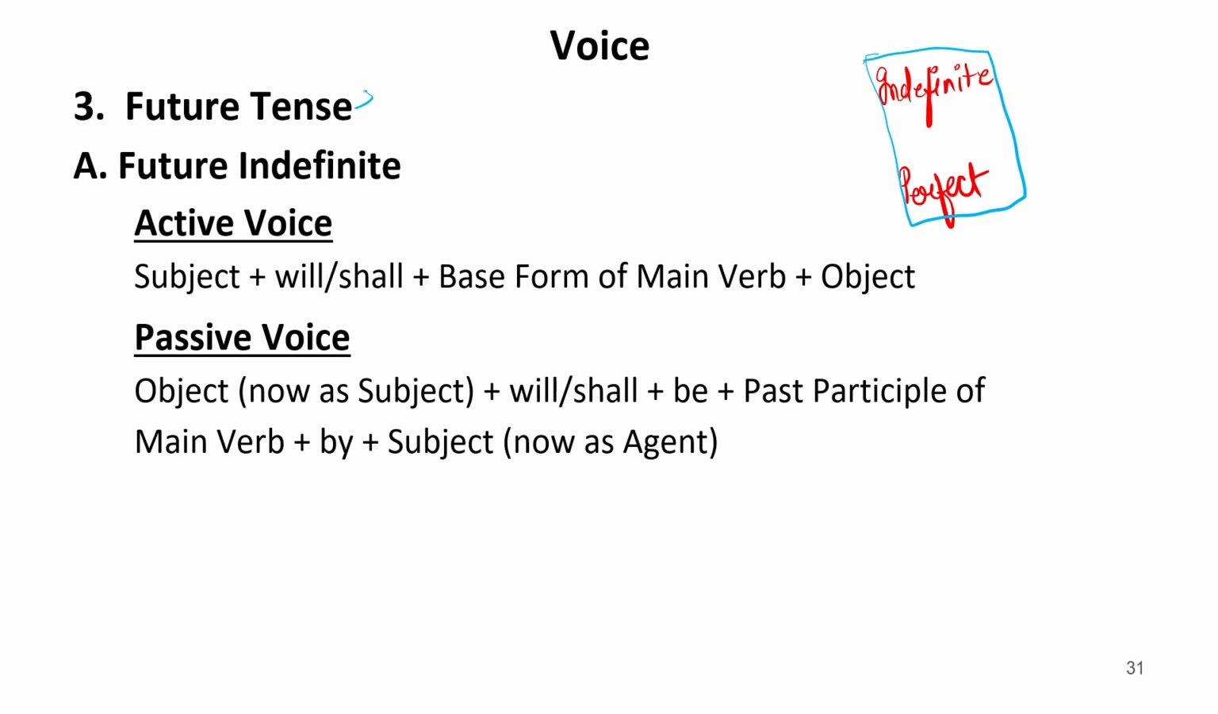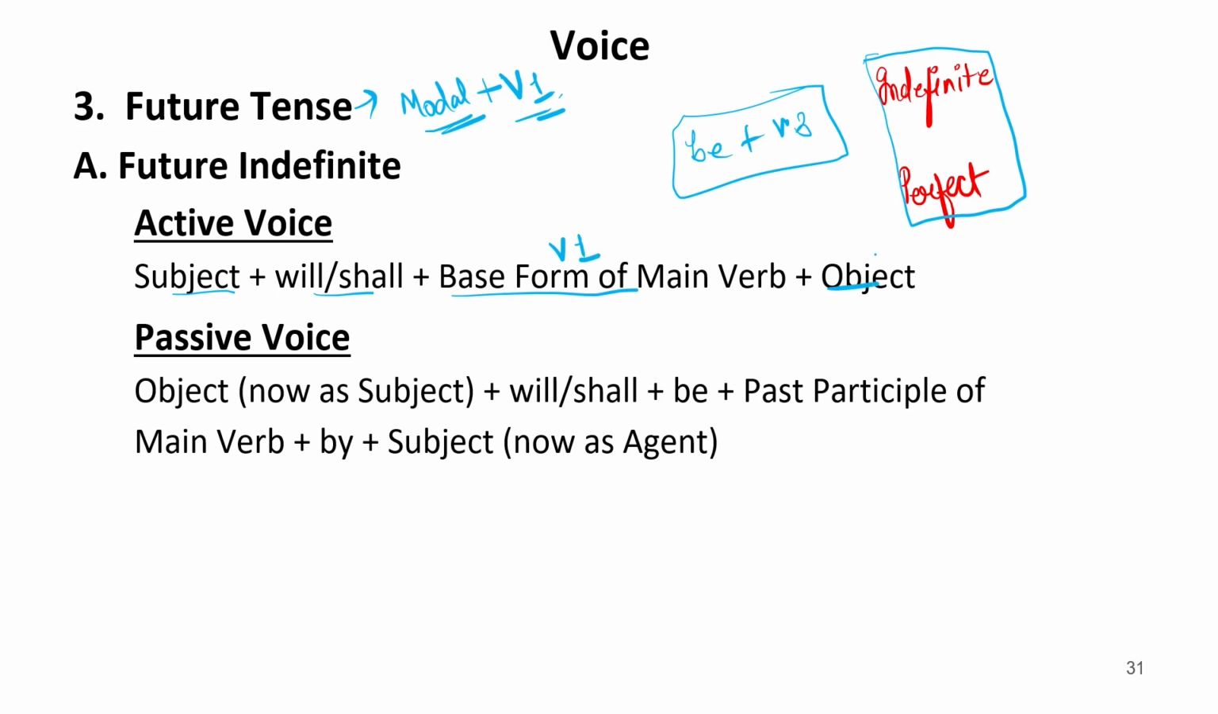Also, future tense requires modals with them. Now, modals have one condition, that modals are always followed by verb first form. So this is the basic requirement of modals. Now, if we make a sentence in passive voice, be and verb third form is the requirement of passive voice. So we have to connect both of these together. Therefore, in this case, the active voice is subject plus will or shall plus base form of main verb, that is verb one form. And then we have object.